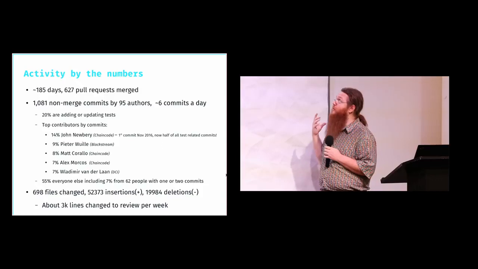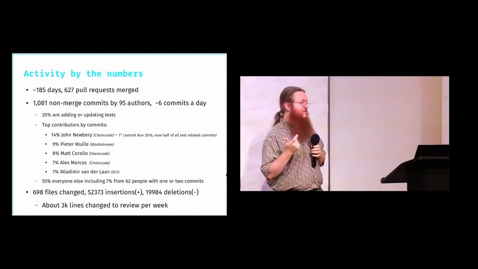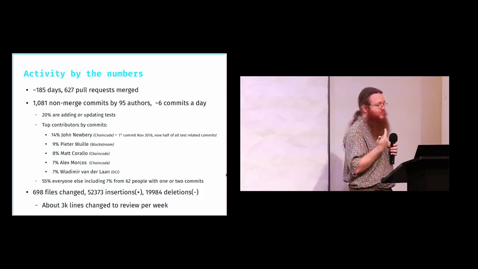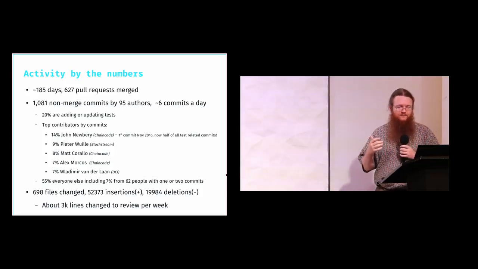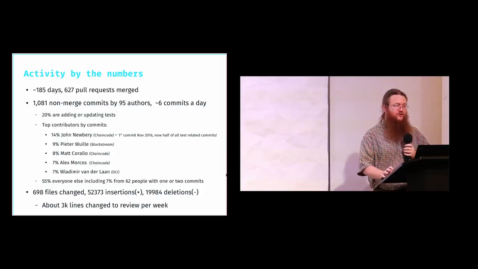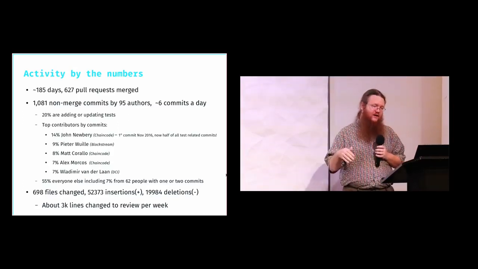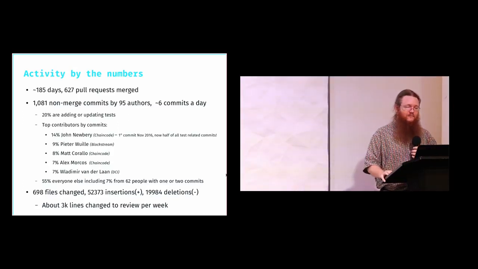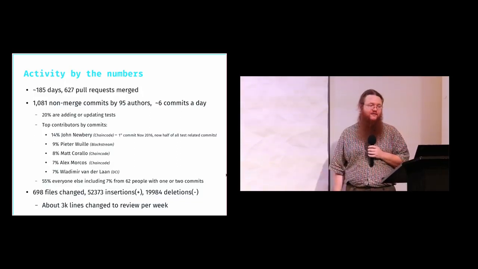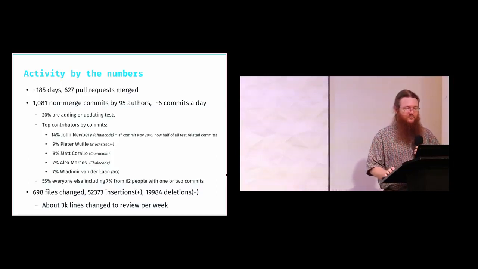One of the interesting things about 0.15 is that 20% of the commits are test-related, so they were adding or updating tests. And a lot of those actually came from John Newberry, who's a relatively new contributor who works at Chaincode. His first commit was back in November 2016, and he was responsible for half of all the test-related commits, and also the top committer in this project. And then it falls down from there. A number of other people with lots of contributions, and then a broad swath of everyone else that contributed.